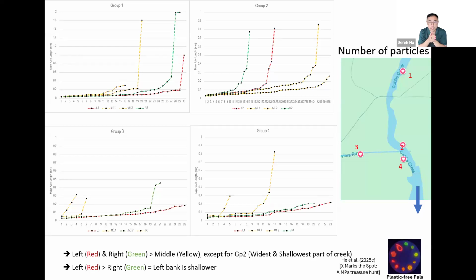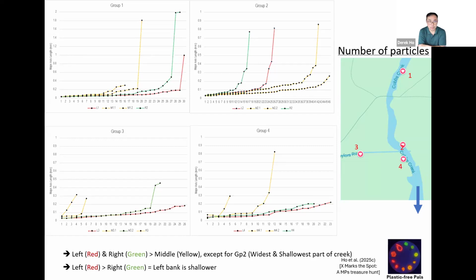Here, comparing these 4 different groups, we can see that for the most part, the left and right tend to have more microplastics than the yellow. And this is except for group 2. And this is most probably due to the middle section in group 2 being the widest and the shallowest part of the creek, meaning that there's lower surface flow, which means it could have more microplastics accumulated in that area.